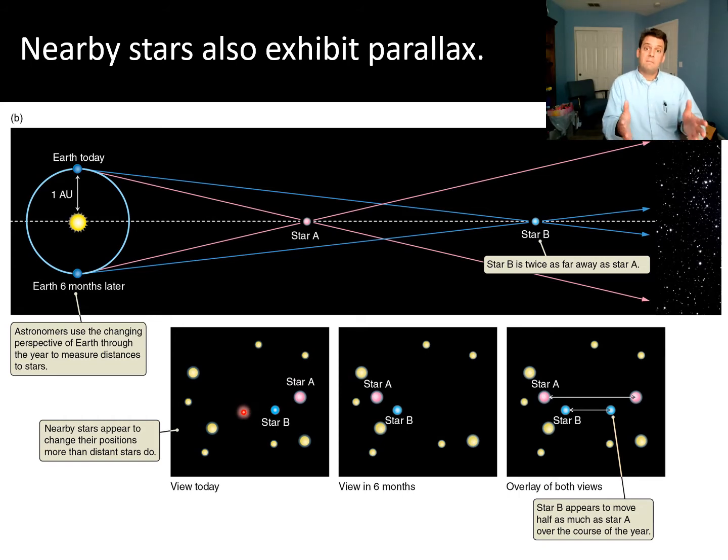But stars A and B, which are relatively nearby in astronomical terms, do change positions. And you can see in the overlay of these two views that star B moves half as much as star A. And that tells you again that star B is twice as far away as star A.